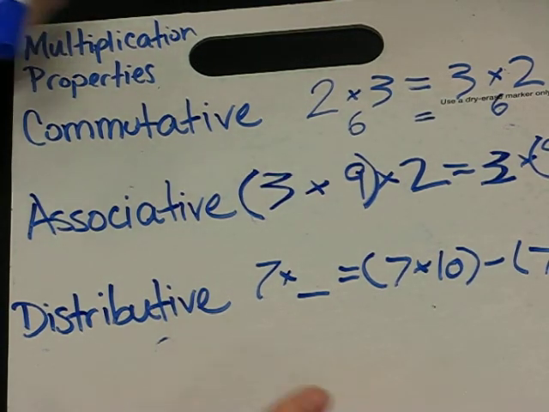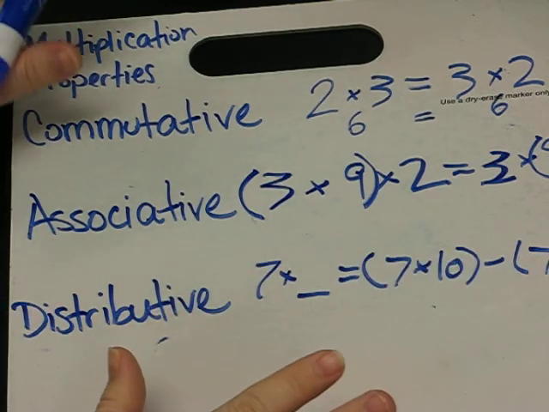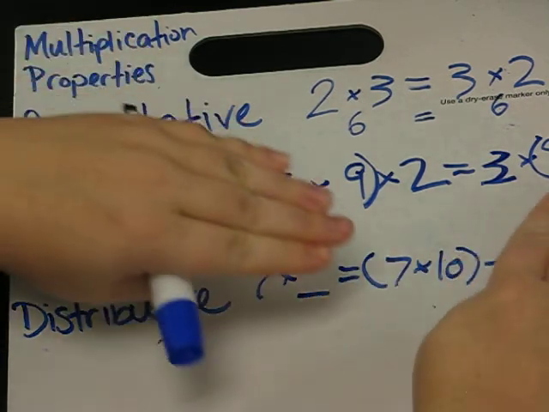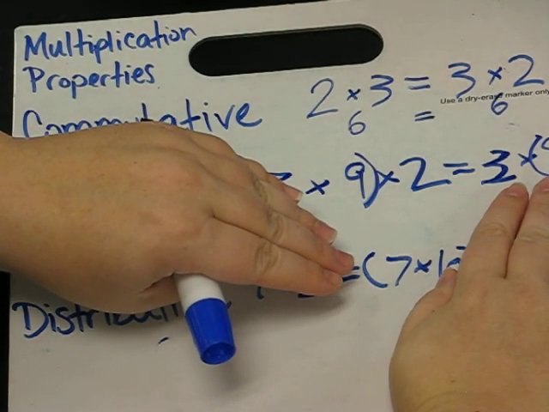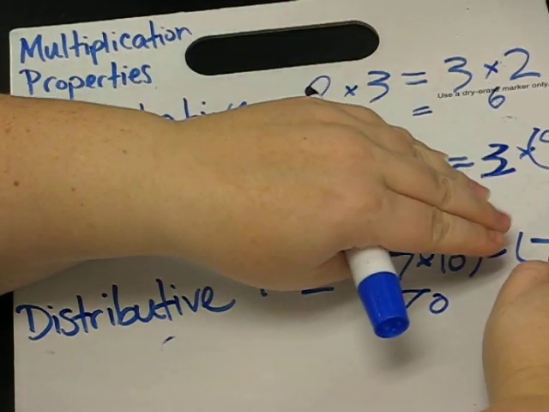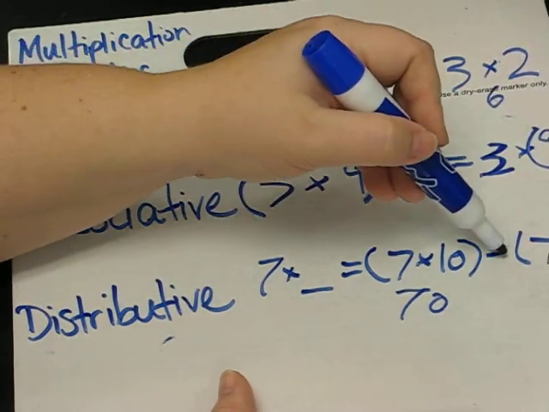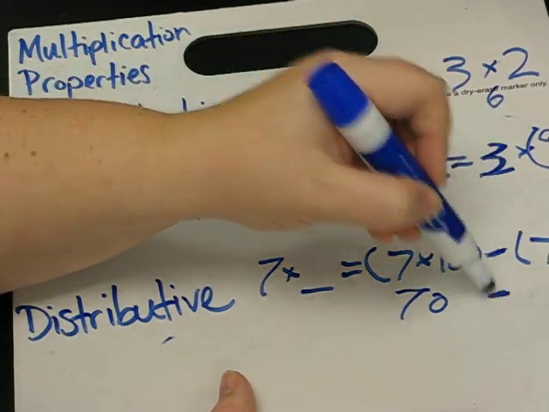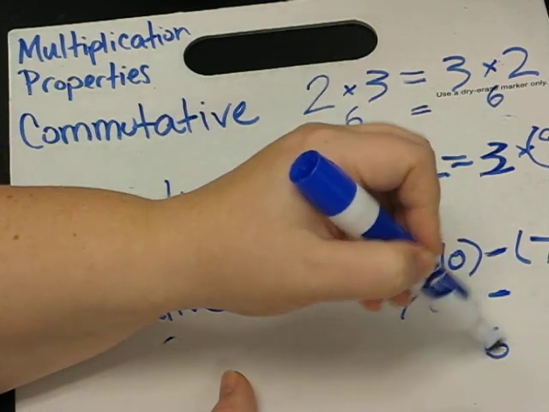But remember, we have to take it in pieces. We cannot look at all these numbers and get confused. Remember, we look inside the parentheses first. 7 times 10, I remember, is 70. Do this parentheses, 7 times 1. 7 times 1 is 7. Okay, now I need to remember to subtract those two. So 70 minus 7 is 63.